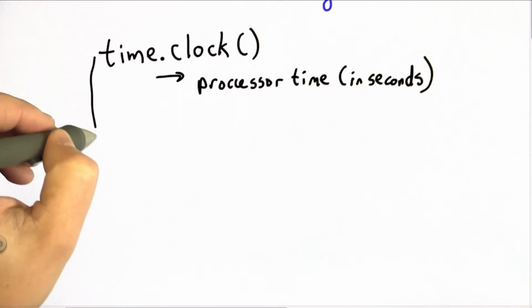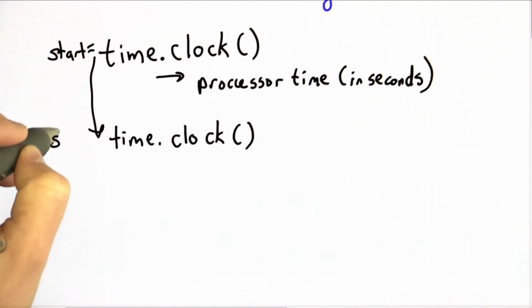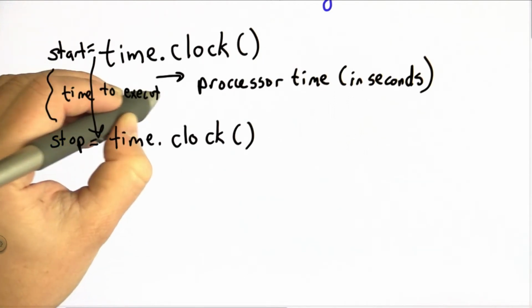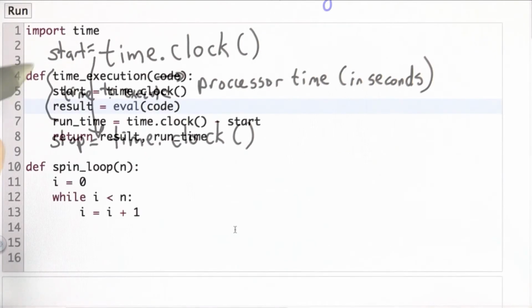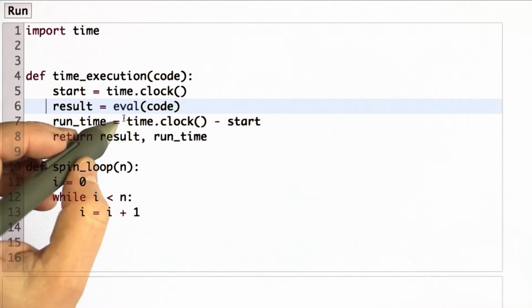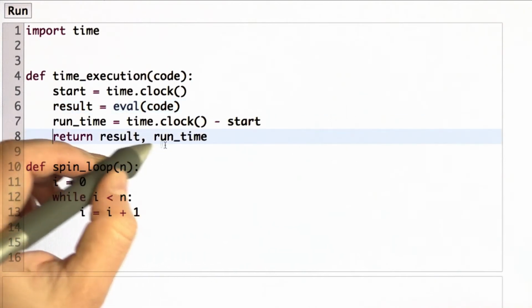But the important thing is if we call it twice, and we start the time here, and we stop the time at the second call, we store those in the variables start and stop, that's going to give us the amount of time it took to execute this code. So I've written a procedure that starts by initializing the variable start to the current clock time, then runs some code, and I'll talk more about what it's doing there in a second, and then it computes the time between the current time and the start time and gives us the runtime. And it returns both the result of the code and the time it took to run.